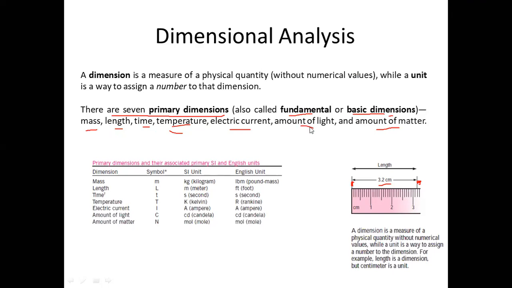Similarly, amount of light. You measure light in the unit of candela, and you cannot derive candela from any other dimensions, so it's an independent quantity. And amount of matter: in chemistry we study Avogadro number. Avogadro number is the amount of matter, and you cannot derive it from any other dimensions. So these are the basic, fundamental dimensions: mass, length, time, temperature, current, light, and matter.